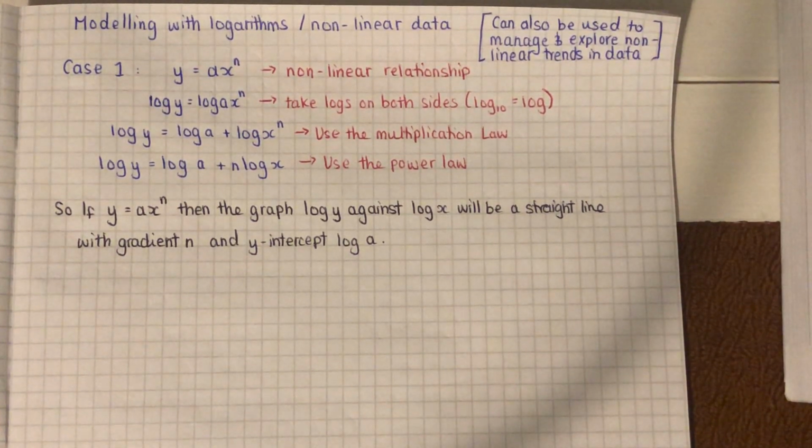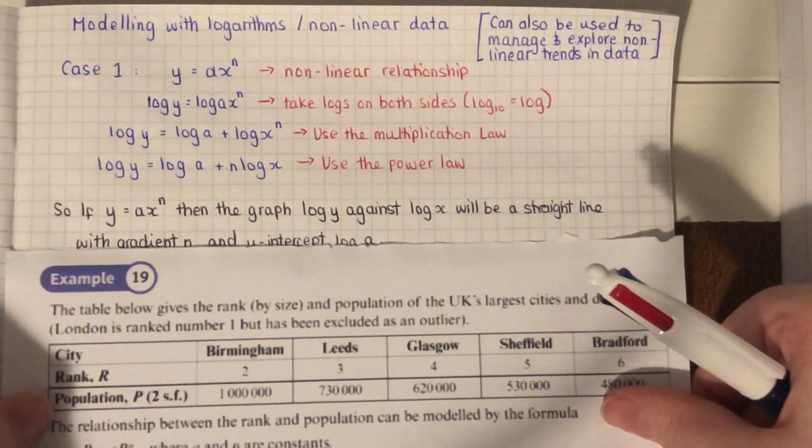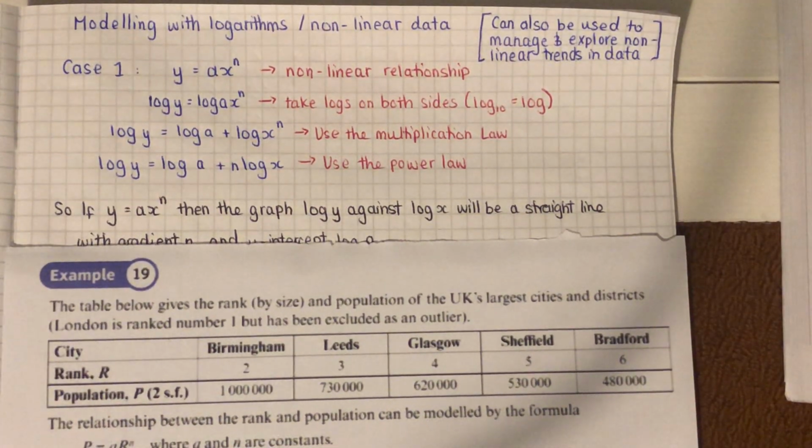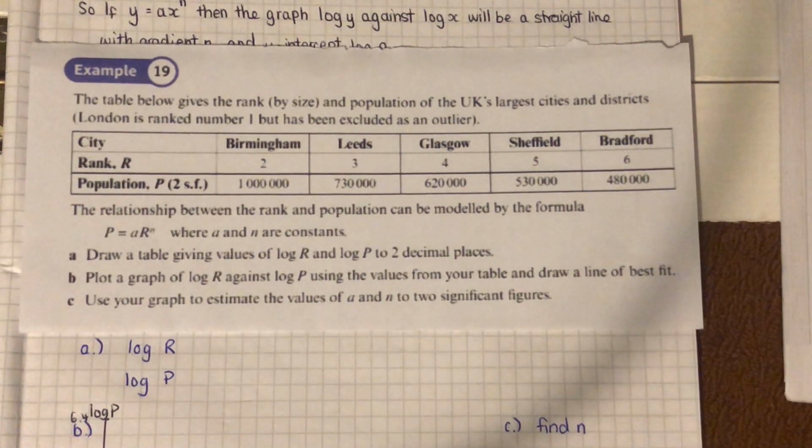So the first example we're going to do is this one here. I'm going to slightly cover it. Okay, it's quite long-winded. I'm just going to move it up a tiny bit so you can see it a little bit clearer. So this table shows the population in the UK's largest cities. It does say that London isn't on there because it's classed as an outlier. We don't need to worry about it at the moment. So we've got the cities, the ranking, and the actual population underneath.